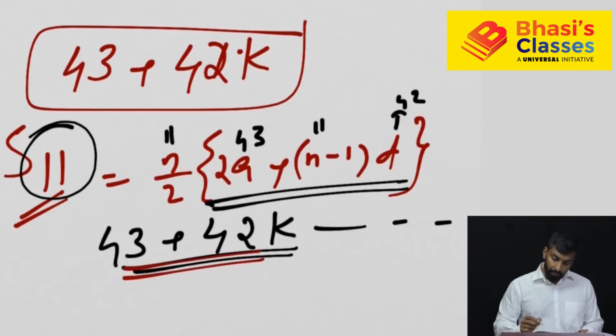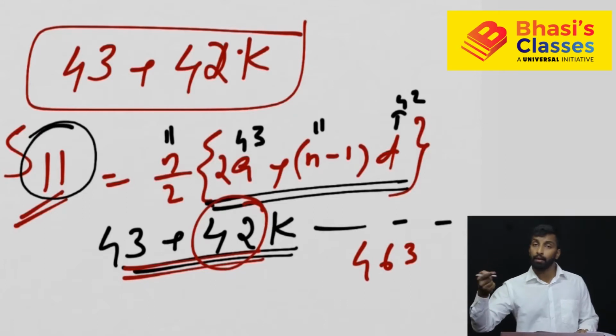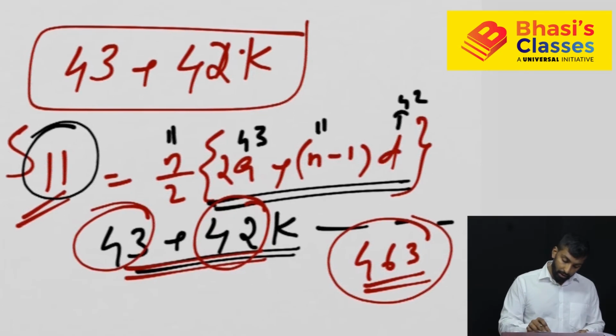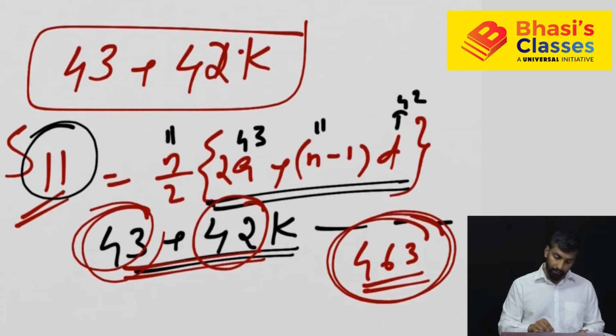If you see this, the numbers which can come in the series are multiples of 42 plus 1. So 421 will be one number. Next will be 421 plus 42, that is 463. Next will be 463 plus 42, that is 505. That will not come, so 463 is the last term. Now after getting the last term, what is your formula? n by 2 into first plus last. You need to find n also. When you have the last term and the first term, you can find n and solve it. Okay, that is one way.